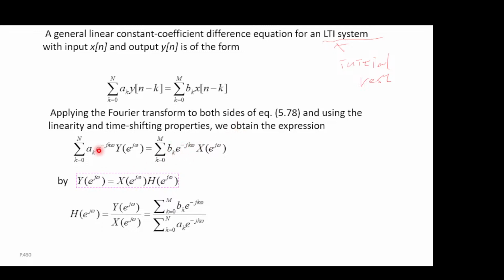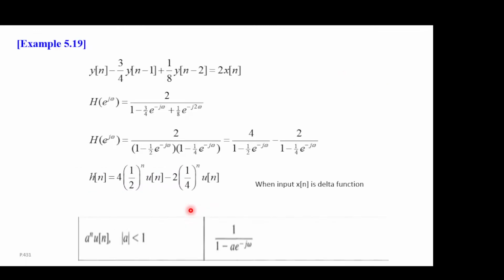And so you compare this equation with this equation and you move terms around. So you think H should be equal to big Y divided by big X. And big Y divided by big X is just the sum of those terms divided by the sum of those terms. So you can just look at the equation and write down the system function directly, just like in the continuous case. But the terms are more annoying now because you have this e to the jk omega instead of, I think, just j omega before. Okay.